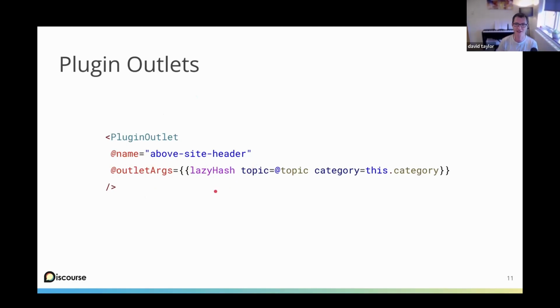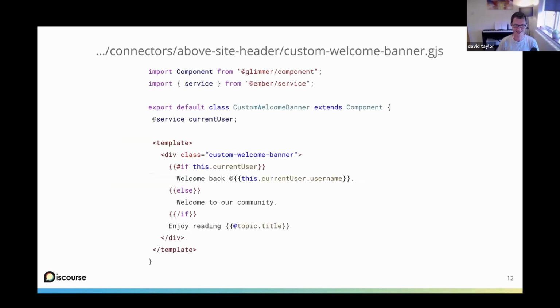As you can guess, it's above the site header. And we pass in the topic and the category for people to use in their themes and plugins. So we have an outlet in Discourse core, and we need to render something into it. So we call that a connector because a connector plugs into an outlet. And this is what a connector looks like inside a Discourse theme or plugin.